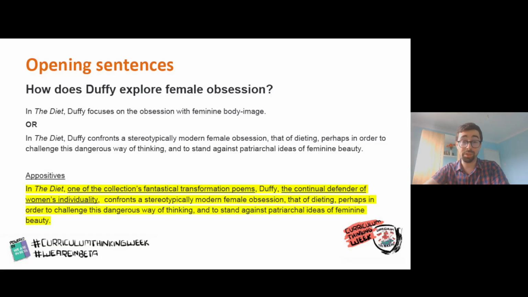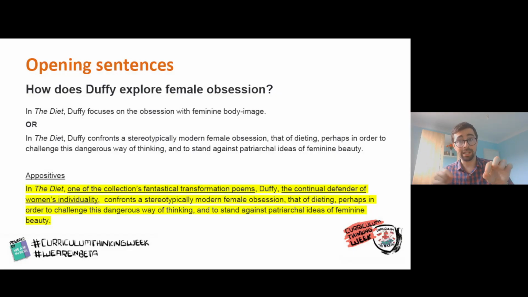And just one very small thing, which I've worked on for a few years now with students, and it has led to greater clarity and assurance in what they've written, is positives. Just these little noun phrases, essentially, which expand on some of the nouns in their introductory sentences. So on slide 11, we've got In the Diet, one of the poems from Feminine Gospels. Duffy focuses on the obsession with feminine body image. Okay, well, I've then provided a second one, which you'll be able to see expands on that a little bit, ending up with a third one where there's a couple of positives.